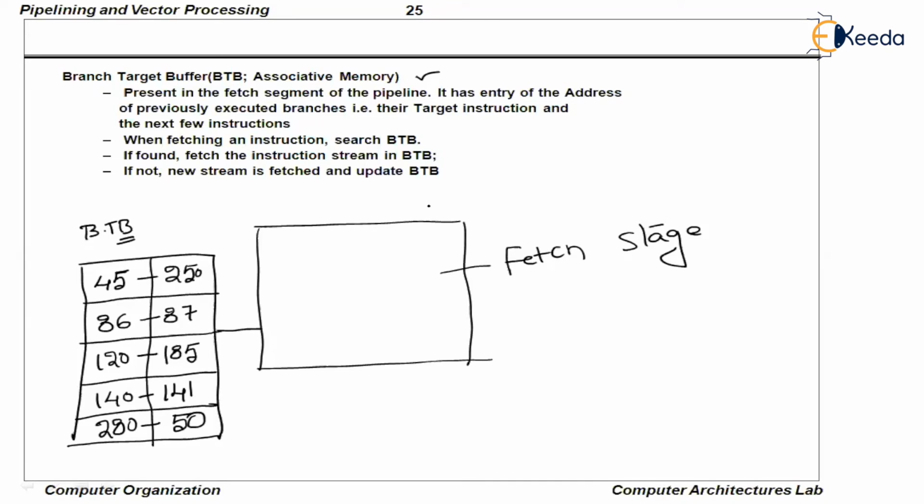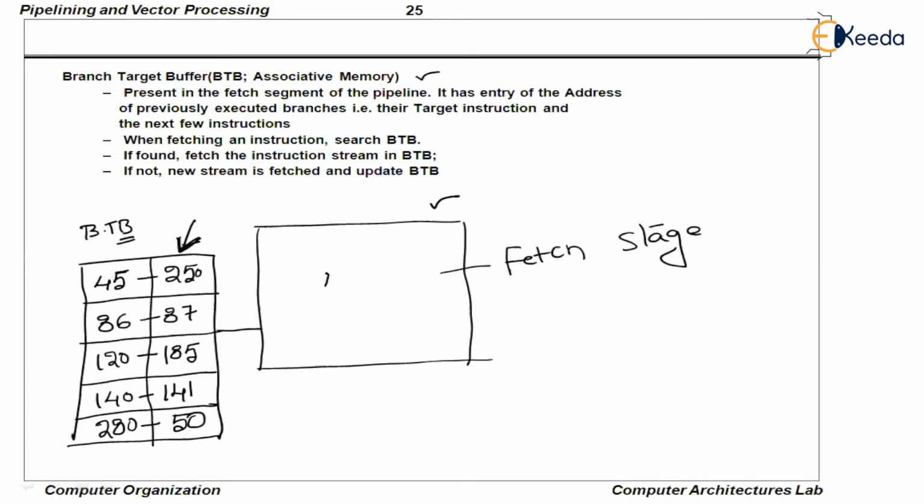with the fetch stage of the pipeline. The moment one instruction has been fetched, we are going to have a lookup in the BTB. Okay. Is this instruction a branch instruction? If this is a branch instruction, you don't need to evaluate the branch. You don't need to evaluate the condition. Rather, if it is a branch instruction, there will already be an entry in the BTB. Okay. So directly you take it.